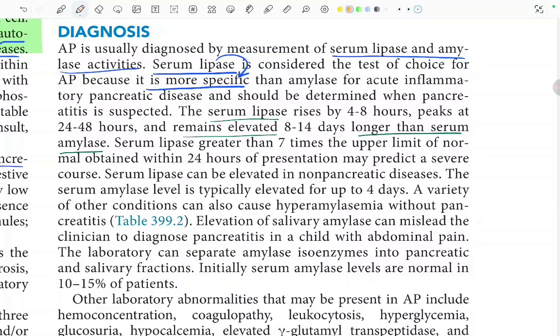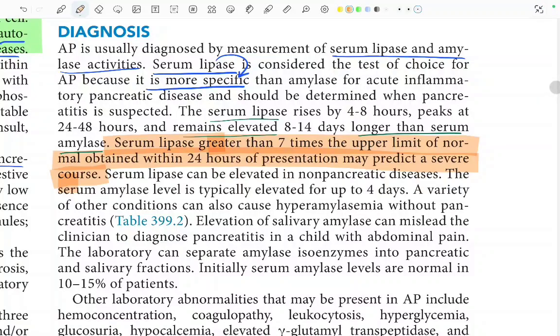Okay. If the serum lipase is greater than 7 times the upper limit of normal within 24 hours of the presentation, it may predict a severe course. Serum lipase can be elevated in non-pancreatic diseases.